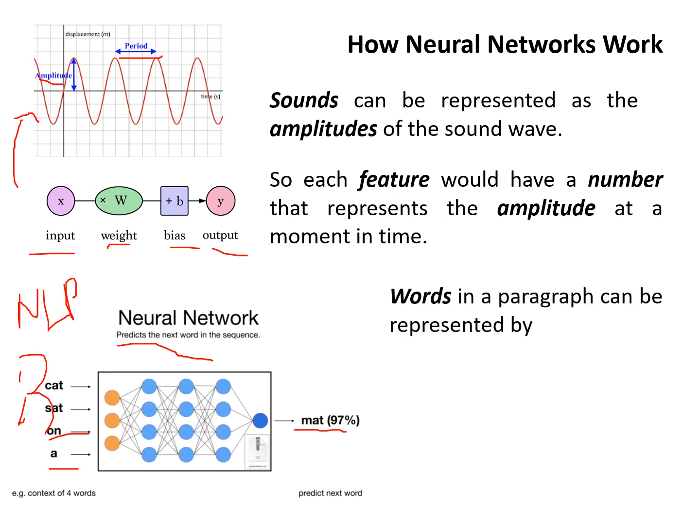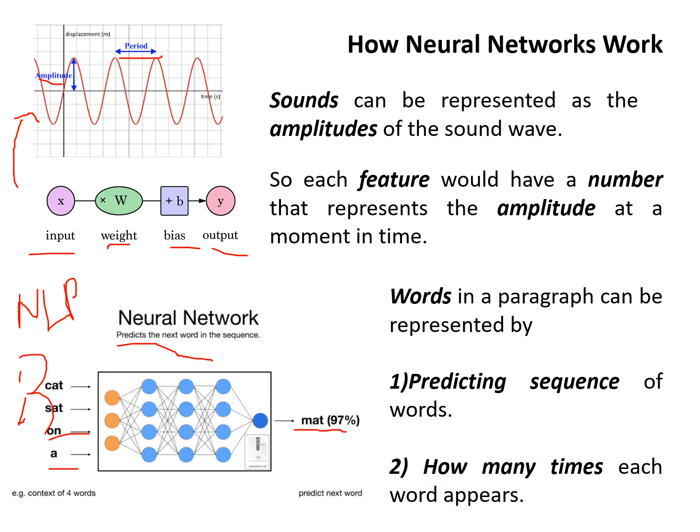Okay, so in the same way that we do it with sound, we can also do it with words, and you can do it predicting the sequence of words. That is what we're always doing with your text when you're texting and you receive a suggestion. Or they can also use how many times each word appears in a text, and there are many sophisticated ways in which we can use neural networks to understand a text, and we will talk more about this topic later.